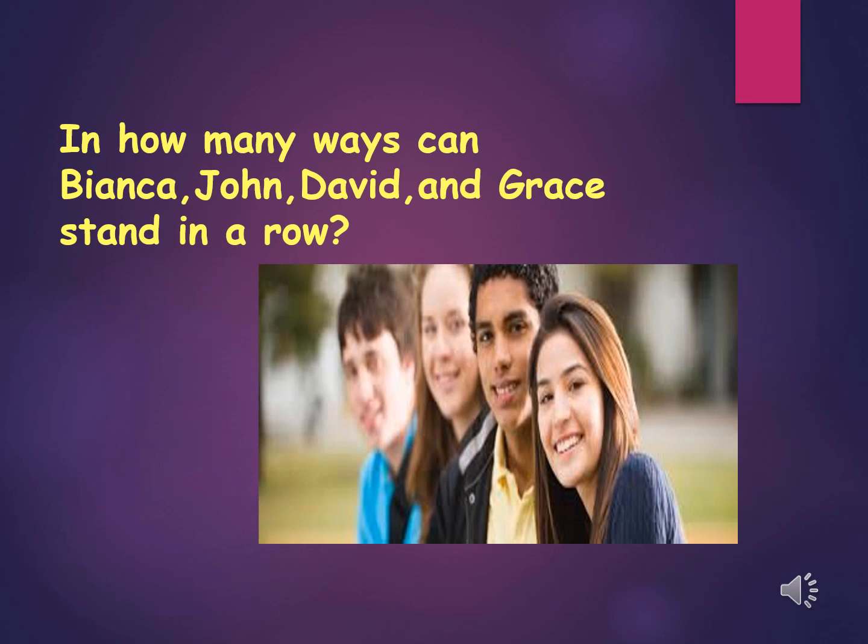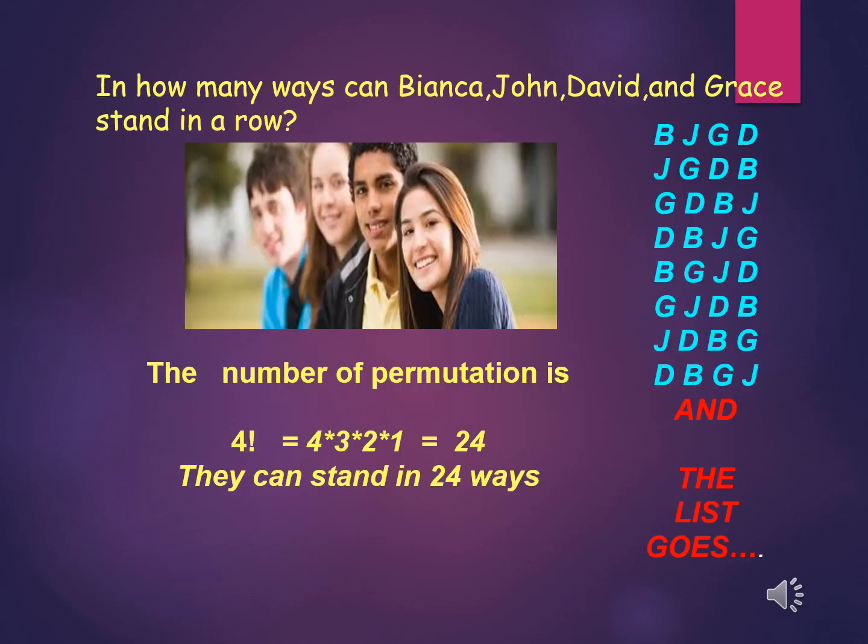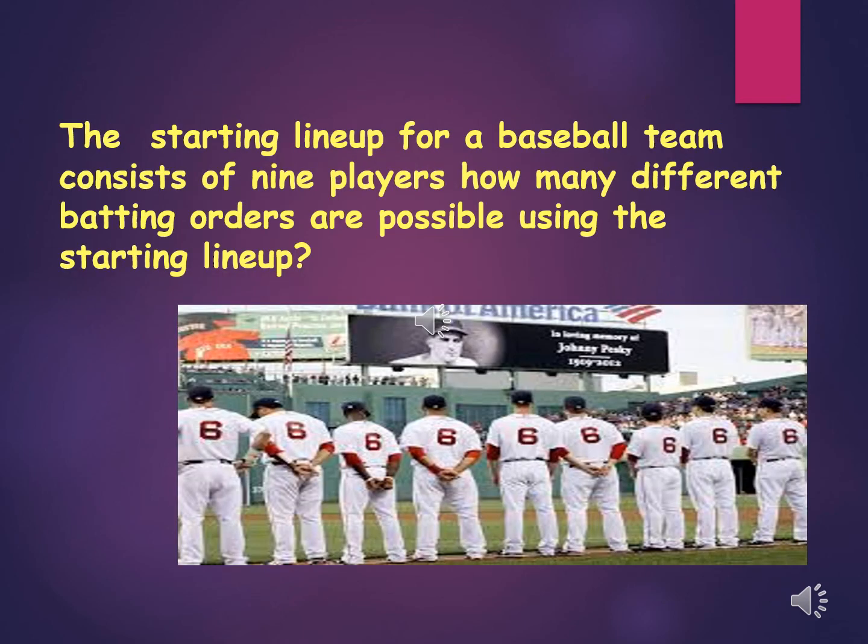In how many ways can Bianca, John, David and Grace stand in a row? I just want you to think. You have 4 friends, Bianca, John, David and Grace. They stand in a row. 4 of them. I know many of you might have got the idea now. So Bianca, John, Grace and David. John, Grace, David and Bianca. Grace, David, Bianca and John. So the list goes. The number of permutations is 4 factorial. So 4 multiplied by 3 into 2 into 1, 24 ways. So 4 friends can be arranged in 24 ways.